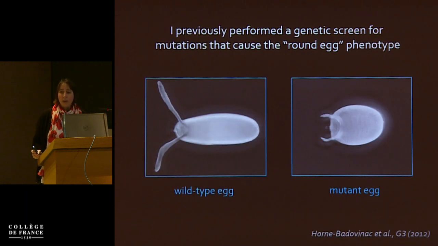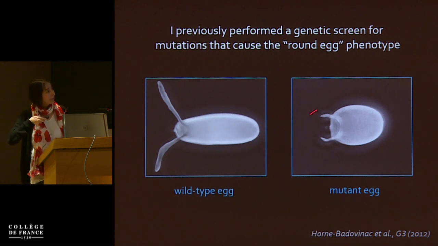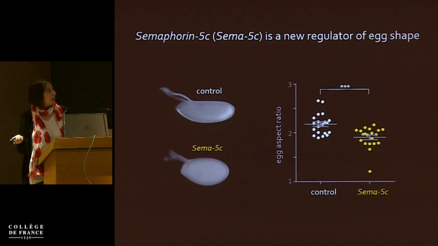So this story actually starts with a forward genetic screen that I performed as a postdoc, looking for mutations that create this round egg phenotype. One of the genes that we identified in this way is the semaphorin 5C gene. As far as round egg mutations go, this one is relatively weak, but by measuring the aspect ratio of the egg, which is simply the length divided by the width, we can see that the eggs from Sema5C mutant females are consistently rounder than controls.